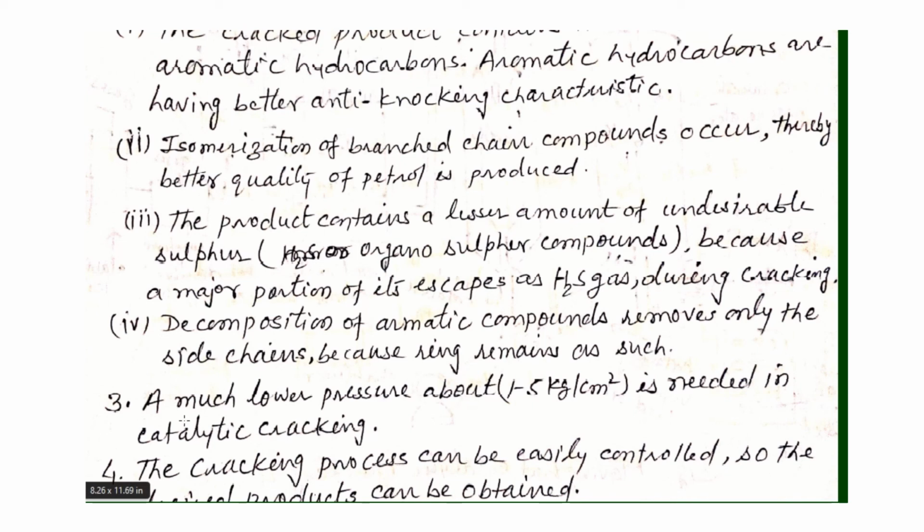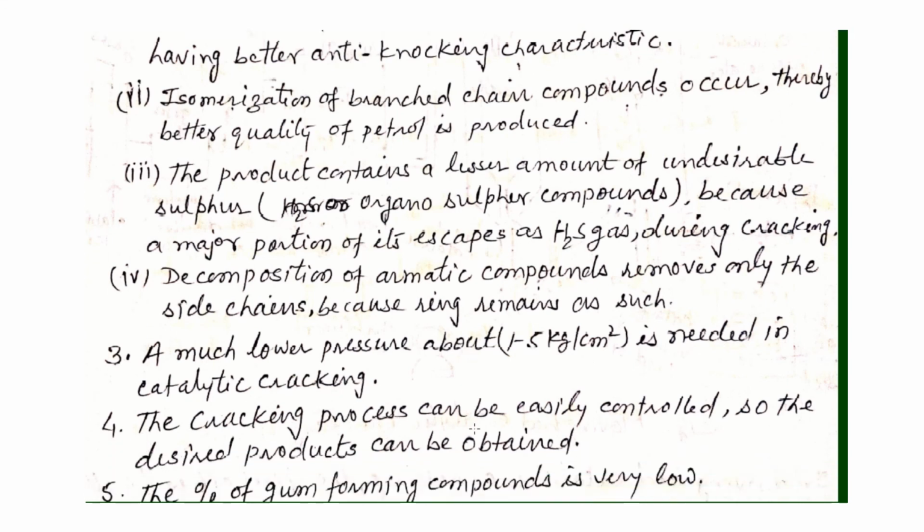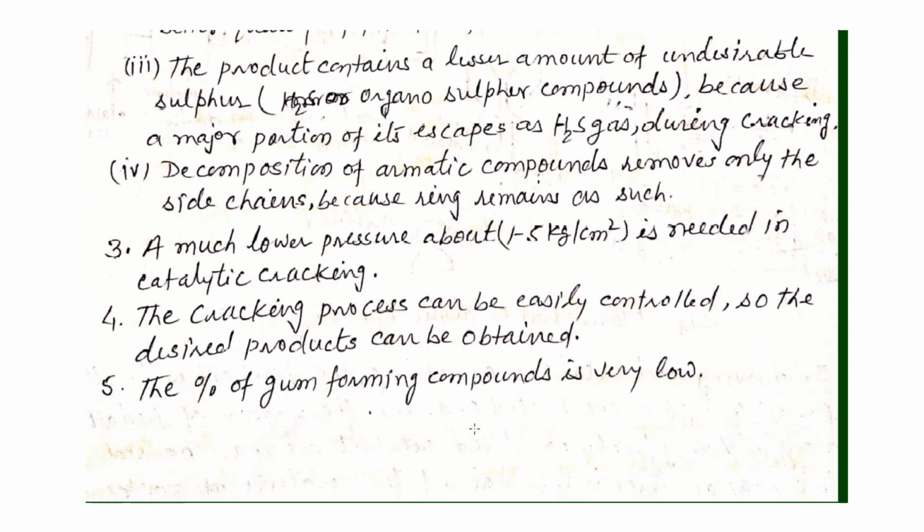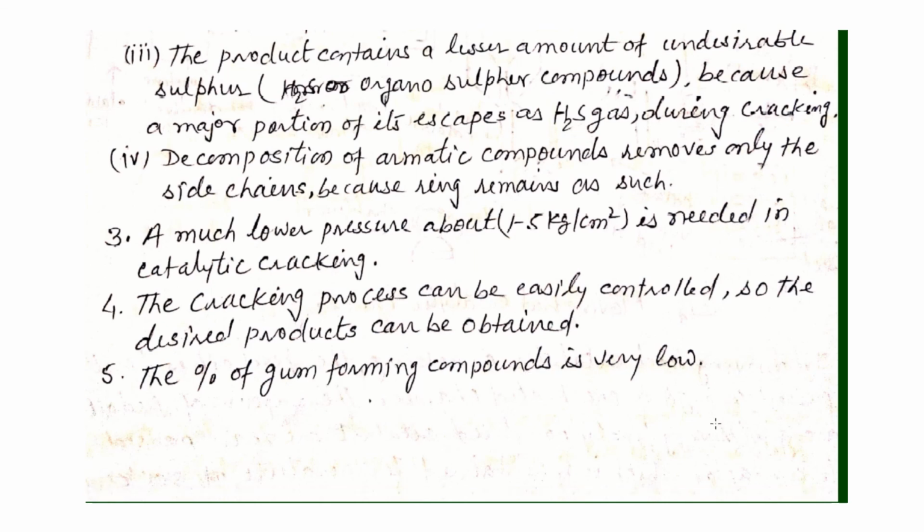The third advantage is that a much lower pressure, about 1 to 5 kg per square centimeter, is needed in catalytic cracking, while in fixed bed catalytic cracking we need 100 kg per square centimeter. The cracking process can be easily controlled so that the desired product can be obtained, and the percentage of gum forming compounds is very low.